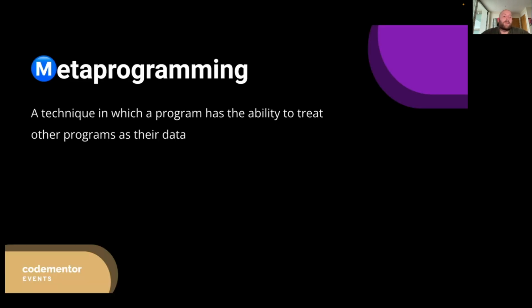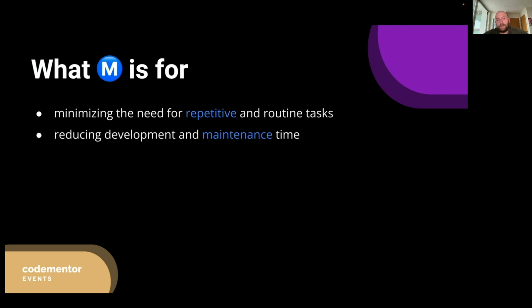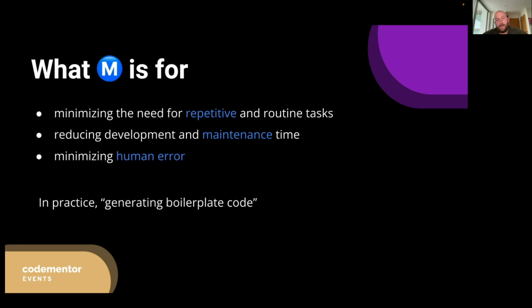So what's metaprogramming? It's a technique in which a program has the ability to treat other programs as its data. In practice, it means writing code that generates other code for you. Now, what is it for? It's for minimizing the need for repetitive and routine tasks, and it helps developers to reduce development and maintenance time. It also helps us minimize human error, since the code is going to be generated for you. In practice, it means generating boilerplate code.